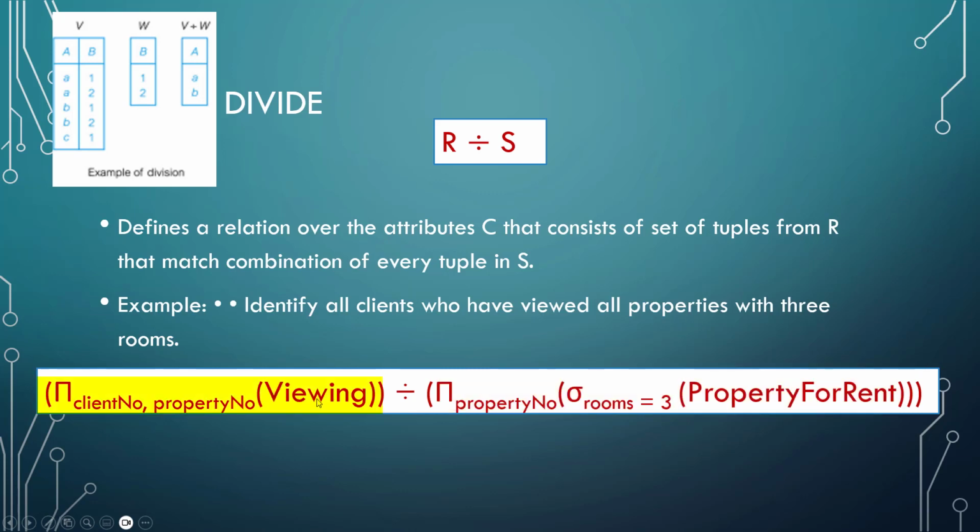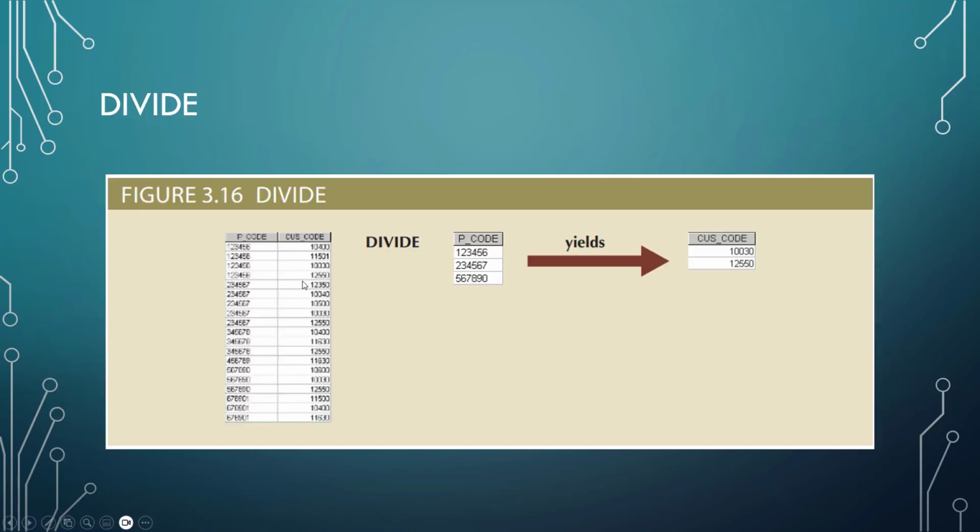Now here's the viewing. So we're going to take the viewing relation and grab the client number and the property number. Then what we're going to do is divide that relation by this relation. So that'll be all clients who have viewed all properties for rent with 3 rooms. Here's an example in the text.